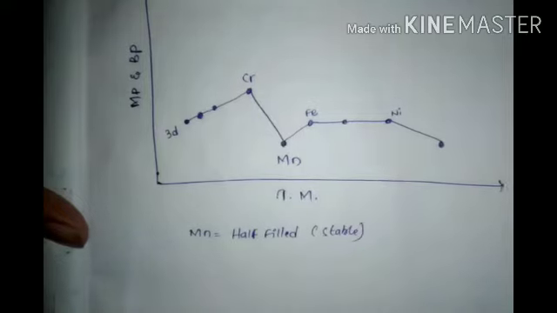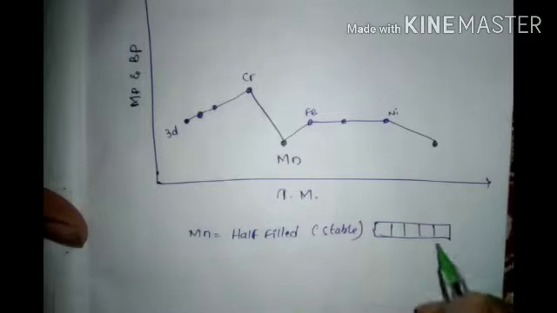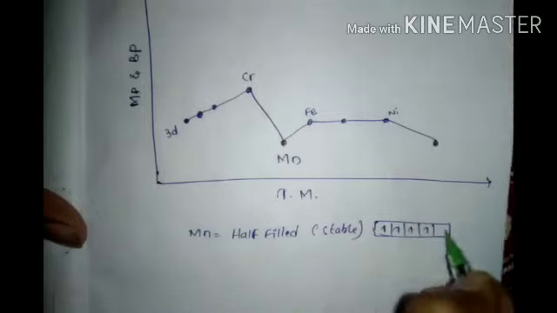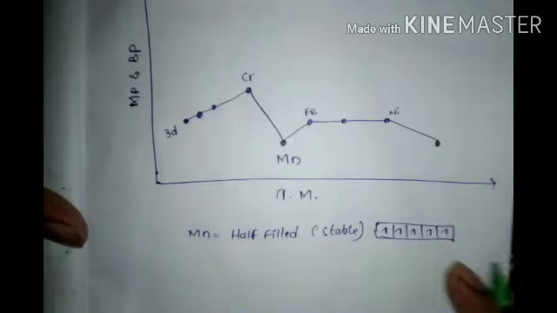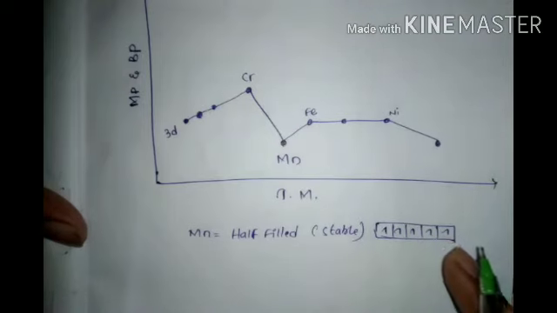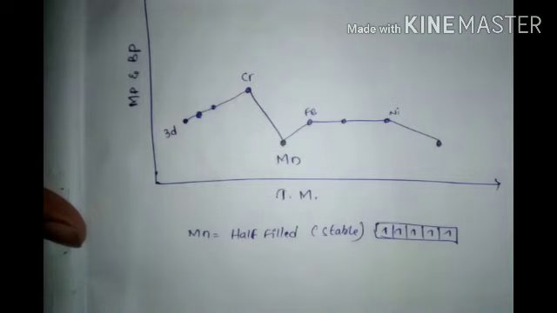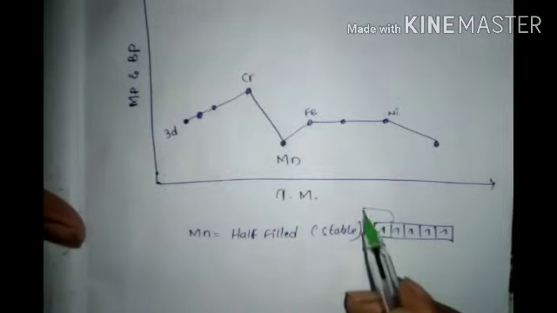Half filled, stable. See, the electronic configuration is like this. Mn's electronic configuration is like this. Half filled means very stable. The most stable one, we can't break it easily. It will take a lot of energy. So that's why chromium has the same feeling.